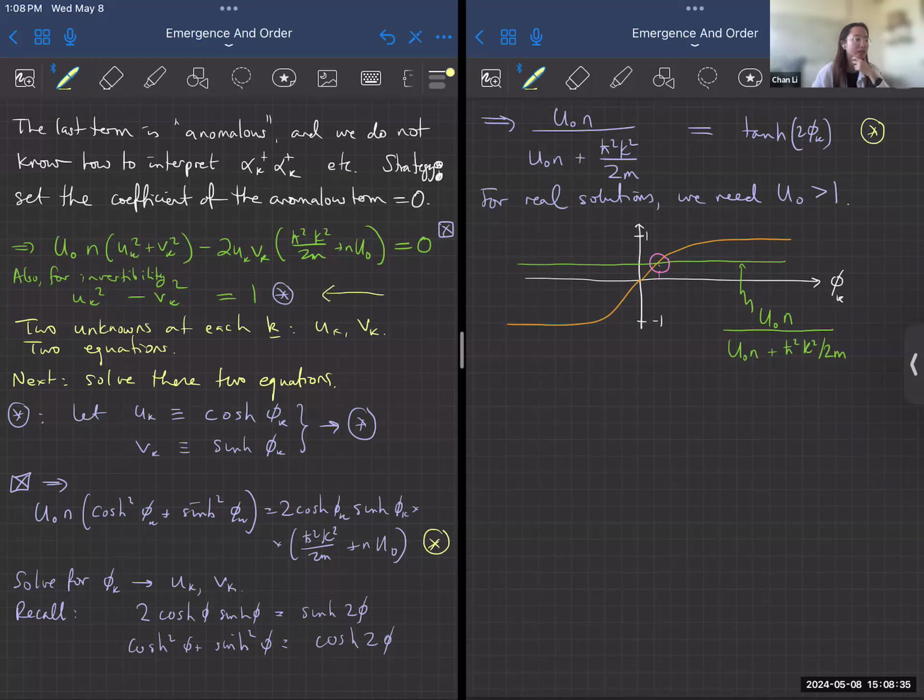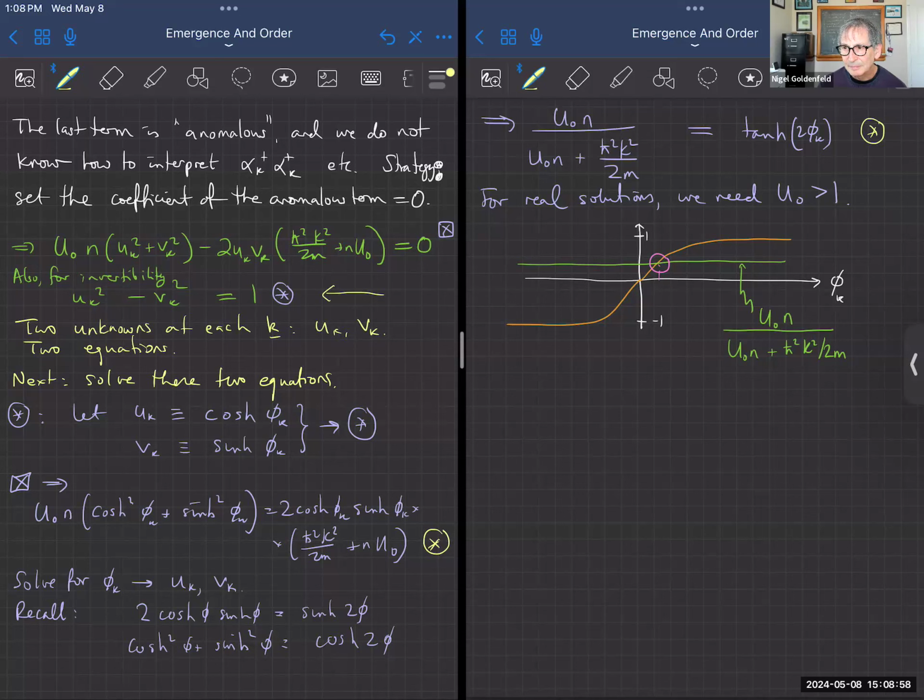In other words, if U naught was not greater than 1 but less than 1, then it would not lie within the range -1 to +1, and then the phi's would be complex, and the U's and V's would be complex. Any other questions before I go on?